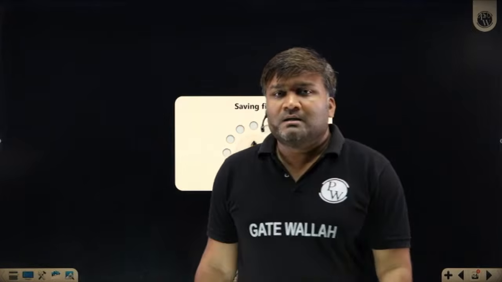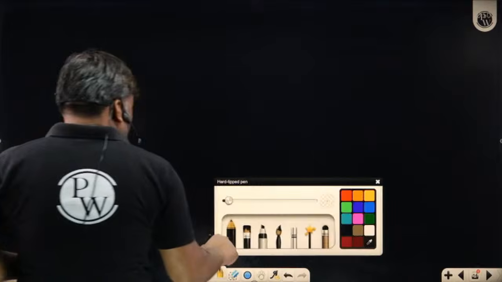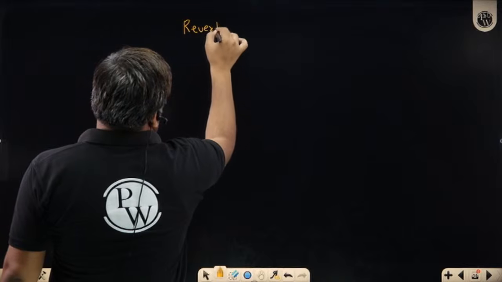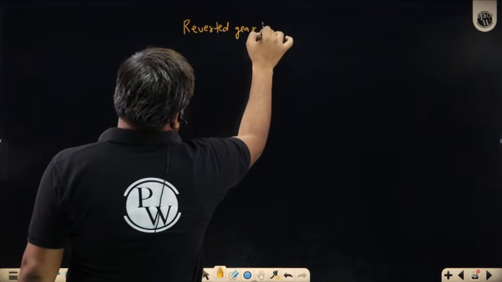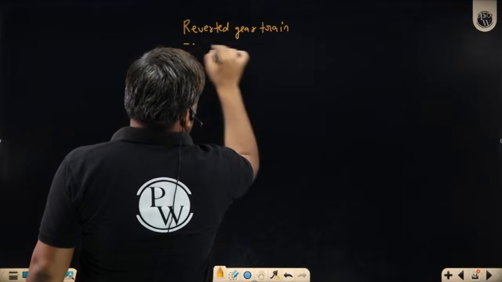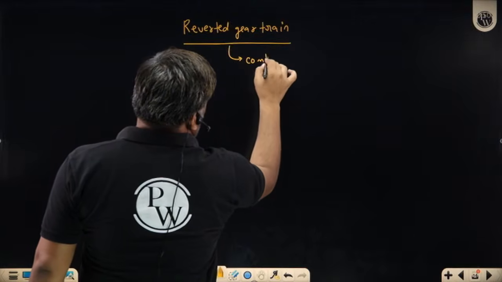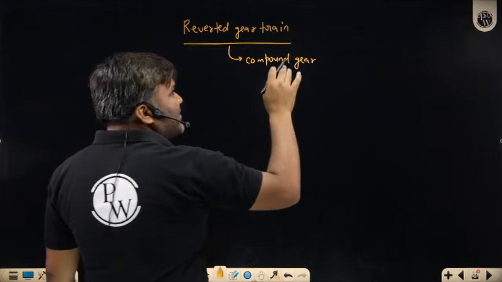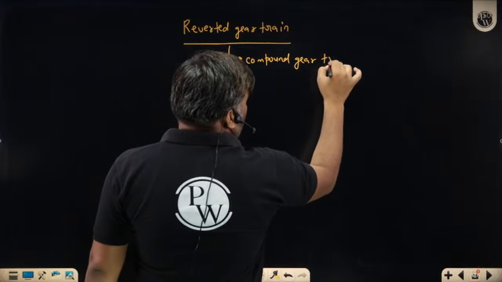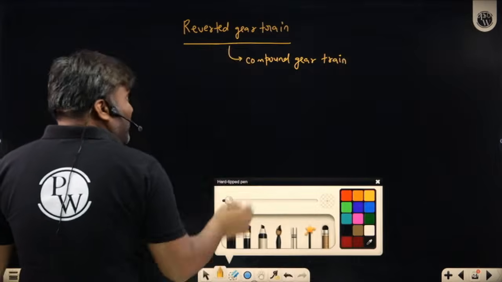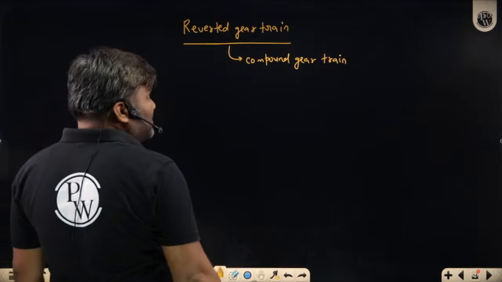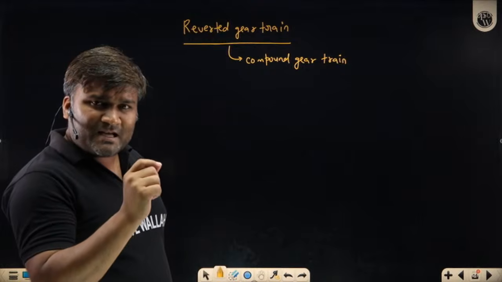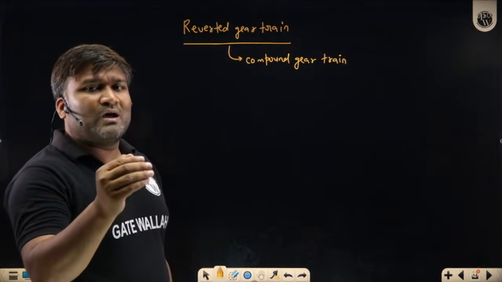Then compound gear train, but some special type. We have the reverted gear train. What is the nature of this gear train? Sir, by nature this is also a compound gear train. It means on the intermediate shaft we are going to have more than one gear. Why are we calling it a reverted gear train? Reverted gear train means that whatever is the input gear's axis, about the same axis we are going to have the output gear.